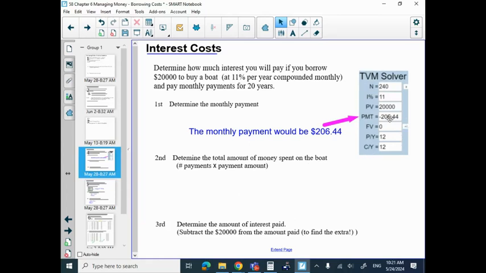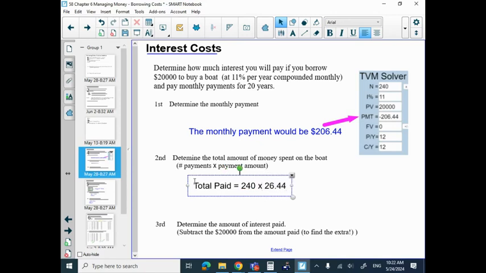Okay, so that's the first part, and then determining the total amount of money spent on the boat. If you're looking in the TVM solver for it, that's not really the way to do it. Here it's the number of payments times the amount. And so total paid equals, in this case, the 240 payments times, of course, the payment value of $206.44. And that gives us what as a value?